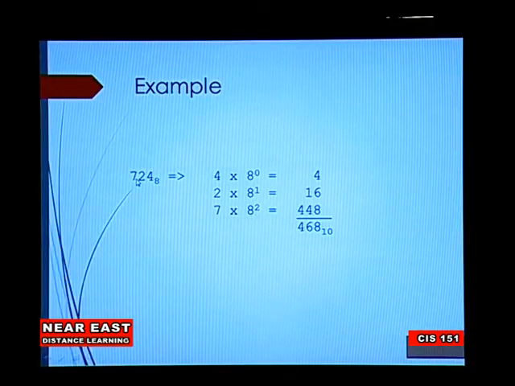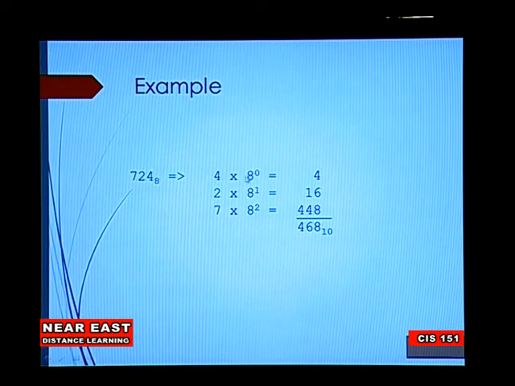For example, we have 724 in base 8, which is the octal. We write it like this again. All of them we have to do with the same technique. 7, we write it here, 2 here, and 4 here. So from the bottom to the top, you write it. And then we multiply by the base. We have to consider the weight, 0, 1, 2.